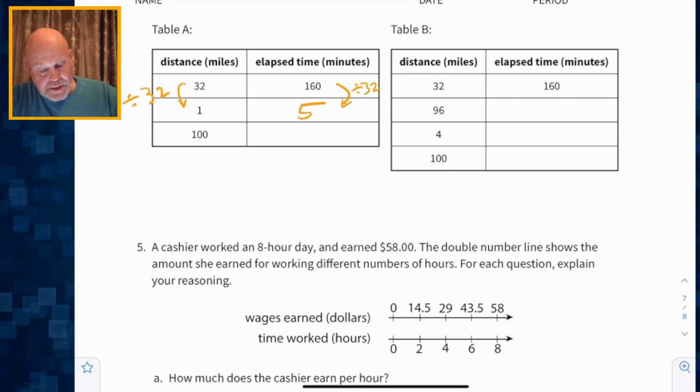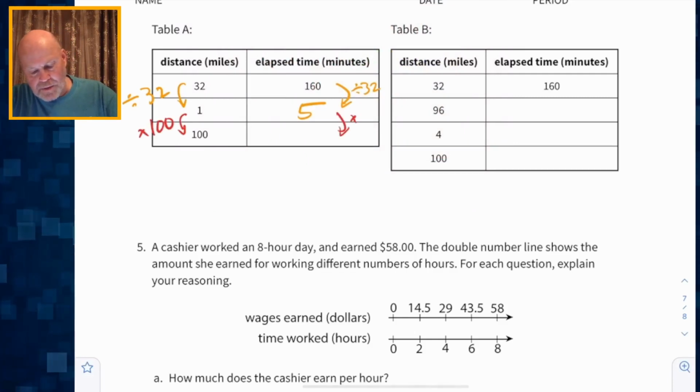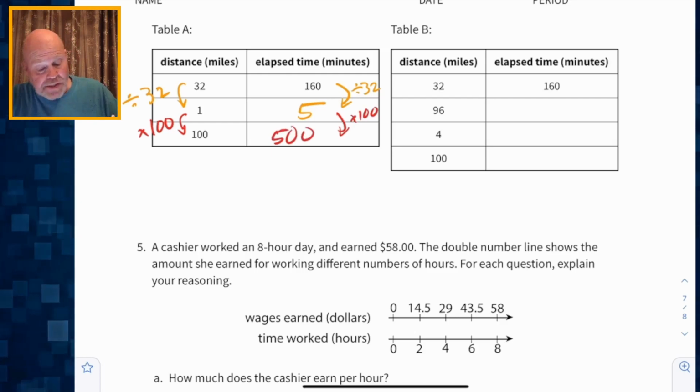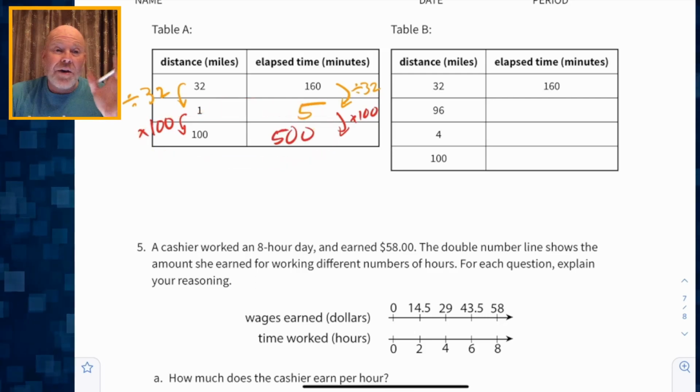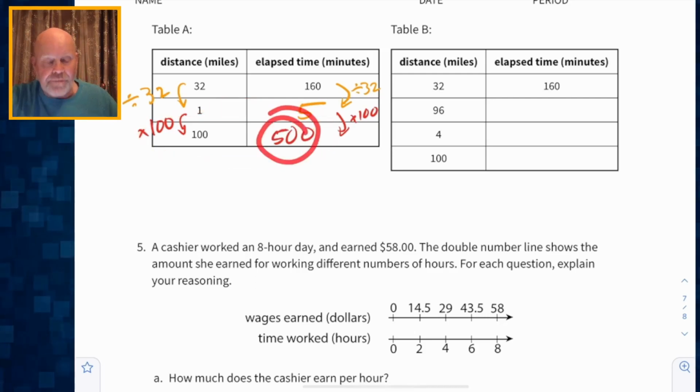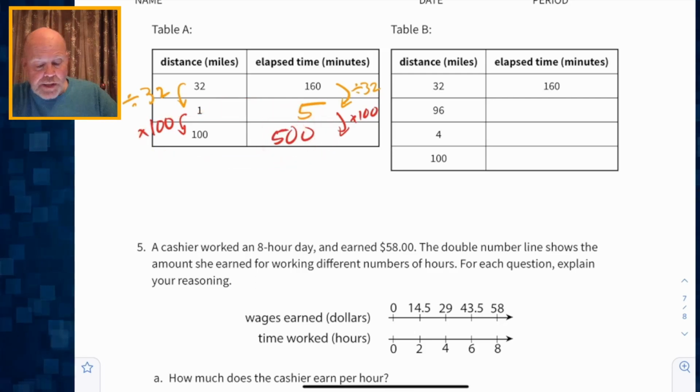And then somehow we have to go from 1 to 100. That's actually kind of easy. All we have to do is multiply by 100, which means we multiply by 100 over here, and we get 500 minutes. So table A says that to go 100 miles, it's going to take Noah 500 minutes. So now let's take a look at B.